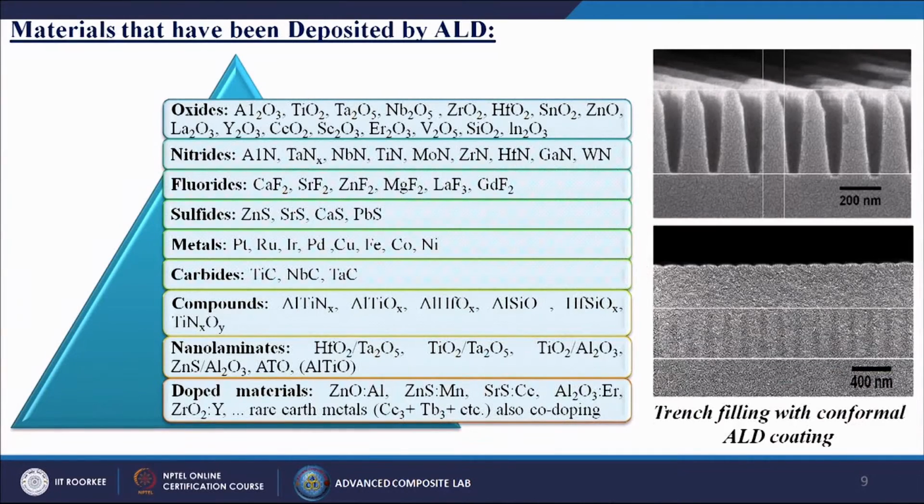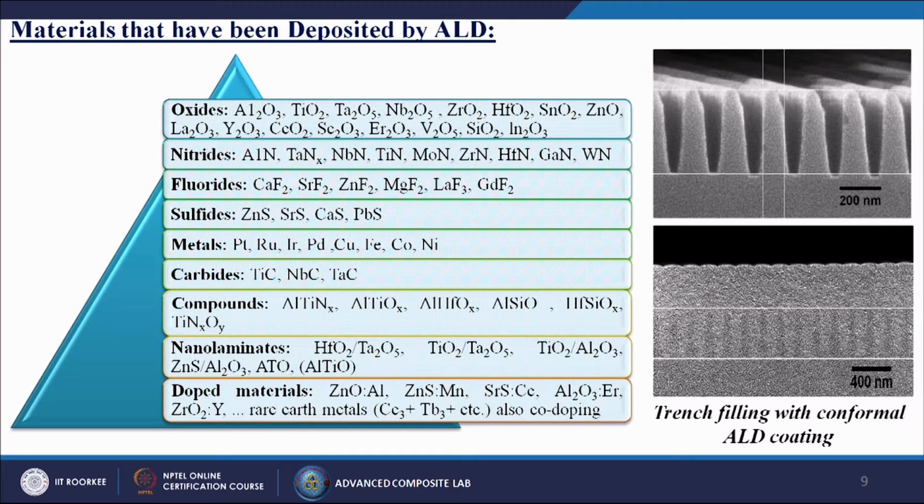Then we use certain nitrides: niobium nitride, titanium nitride, molybdenum nitride, zirconium nitride; some fluorides: calcium fluoride, zinc fluoride, magnesium fluoride, gallium fluoride; sulfides, generally zinc sulfide, calcium sulfide, lead sulfide; metals, generally platinum, ruthenium, palladium, copper, iron. Pure materials can also be done, as well as carbides, titanium carbides, tantalum carbides, and compounds like aluminum titanium nitride, aluminum titanium oxides, or other materials. So, nanolaminates are also possible.